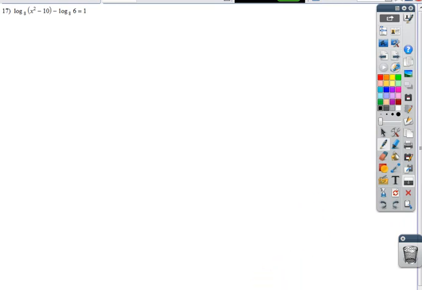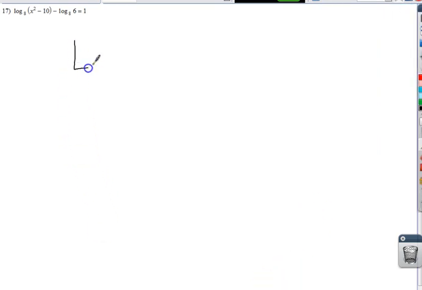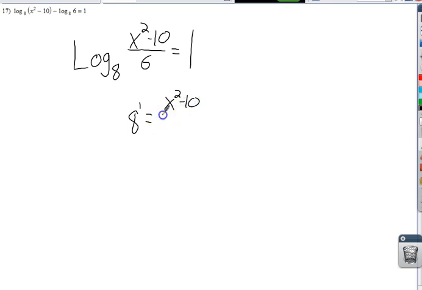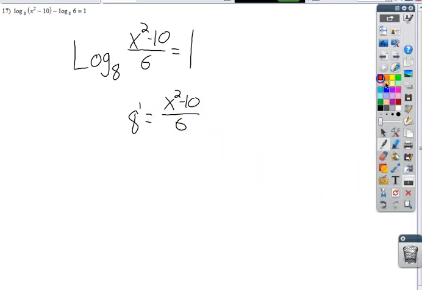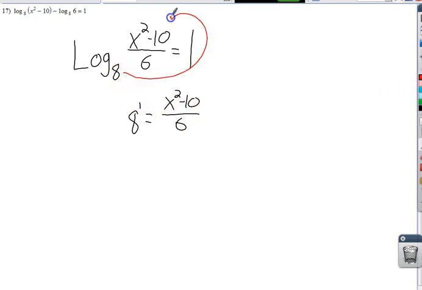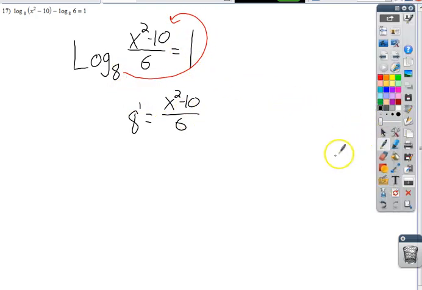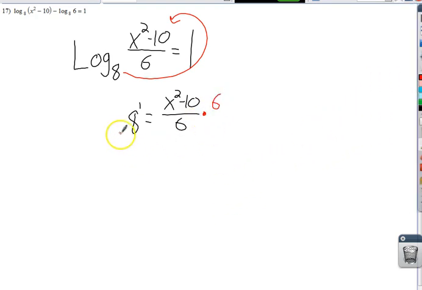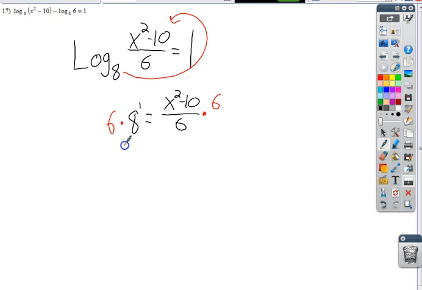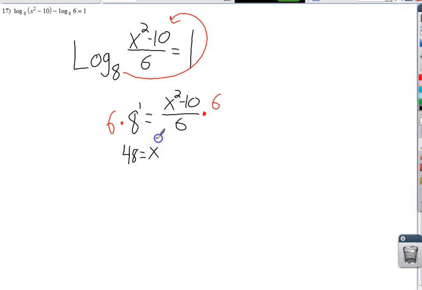All right, this one. Let's Humpty Dumpty this back together again. Again, a subtraction, which means division. Do our little loop. I get 8 to the first equals x squared minus 10 over 6. Remember our little loop here. Eight to the first is 8. Now I'm going to multiply both sides by 6 here. That's going to give me 48 equals x squared minus 10.